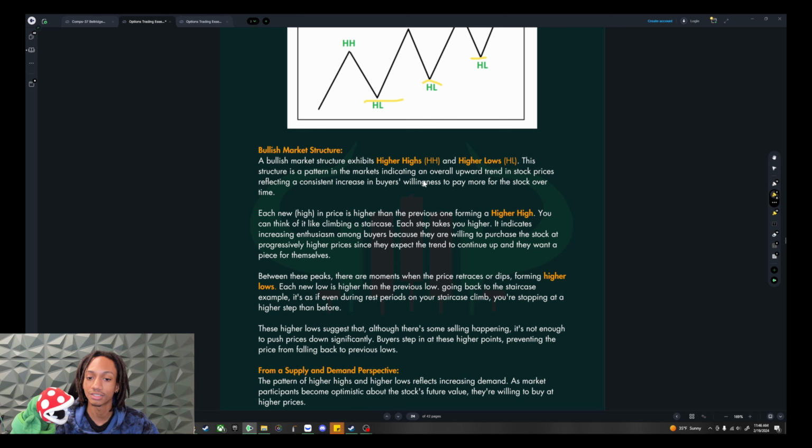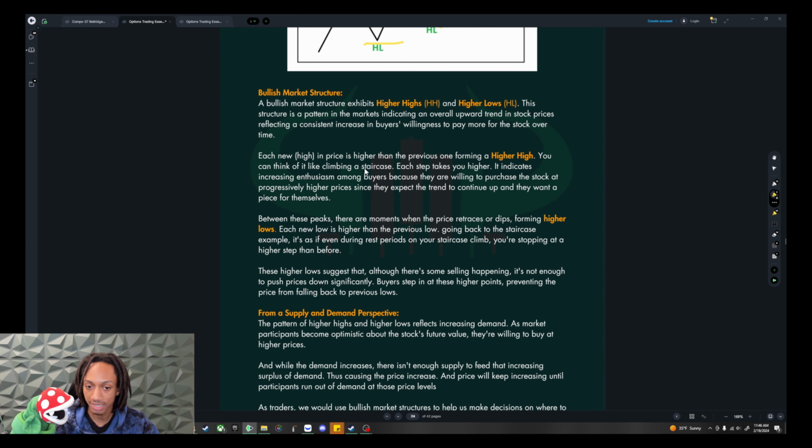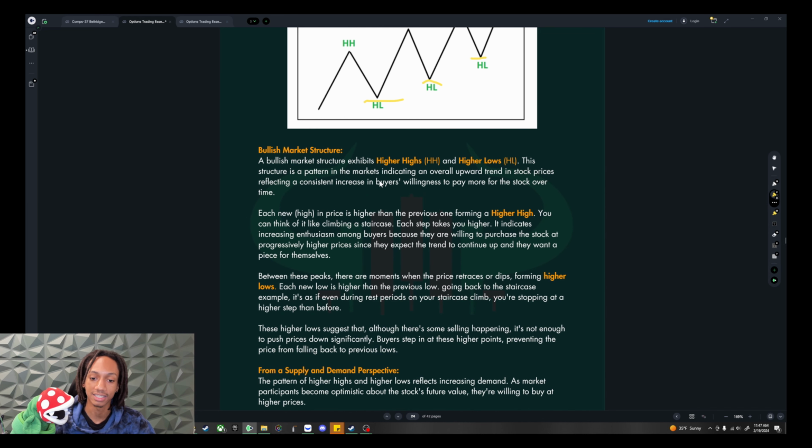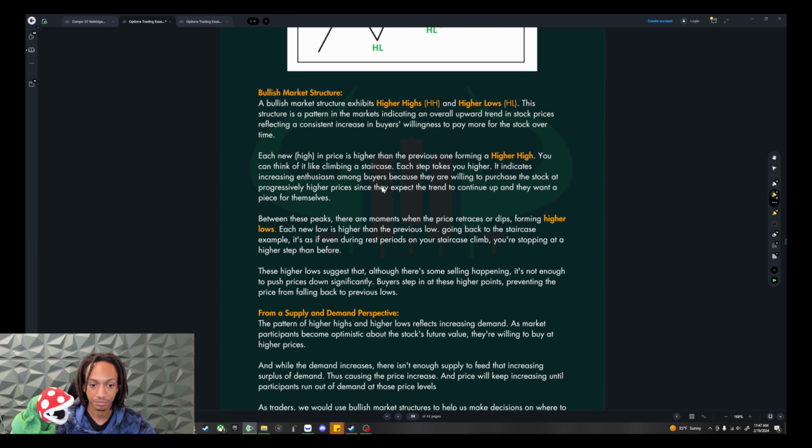And it indicates an overall upward trend in stock prices, reflecting a constant increase in buyers' willingness to pay more for the stock over time. Each new high is higher than the previous one. Each new low is higher than the previous low. And that just means there is increasing demand, increasing enthusiasm among buyers, because they're willing to purchase the stock or whatever you're trading at progressively higher prices, because they expect that the trend is going to continue higher, or they have enough demand for it.